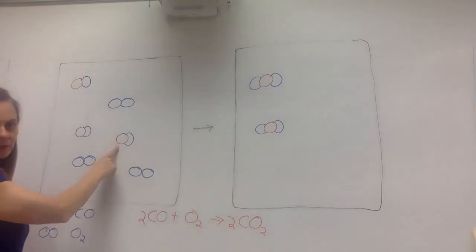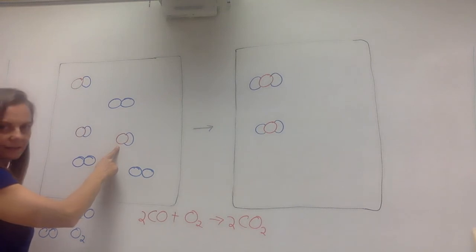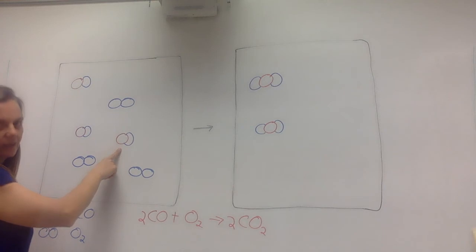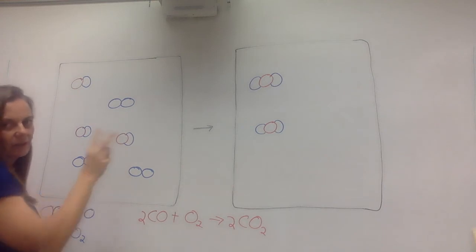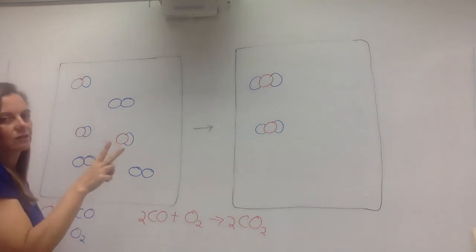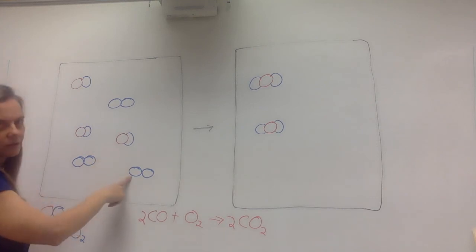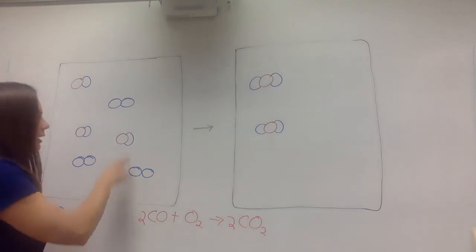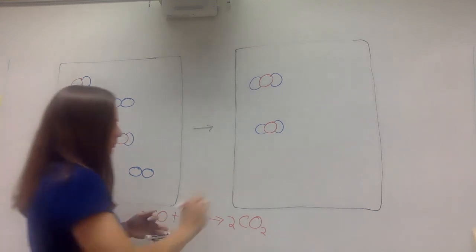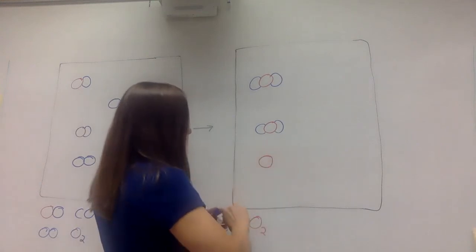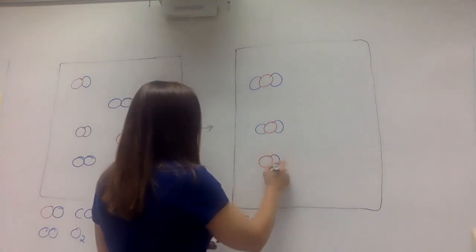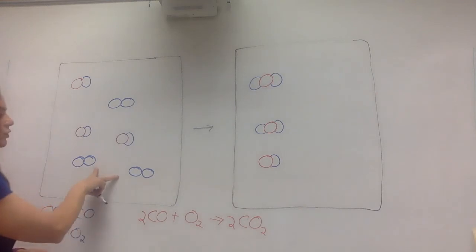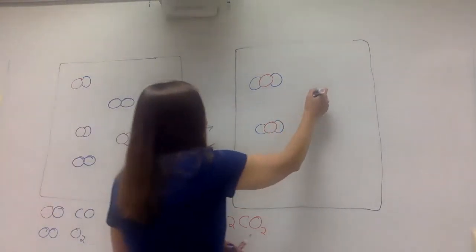Can I react this one? I can't, because in order to transform this carbon monoxide into a carbon dioxide, I would need to have 2 carbon monoxides so that each one could take 1 oxygen from an oxygen molecule. And because I don't have the stoichiometrically appropriate ratio, I'm still going to have some carbon monoxide left over. So I'm going to have 1 carbon monoxide left over, and I'm going to have 2 oxygen molecules left.